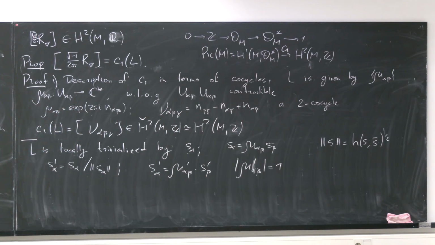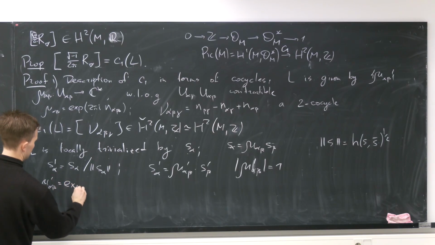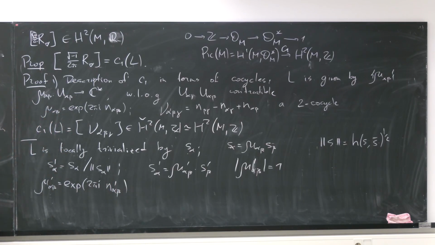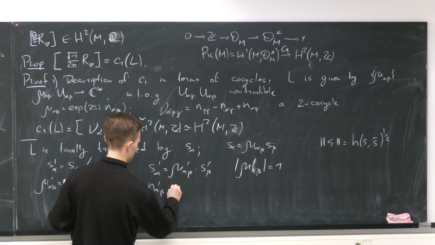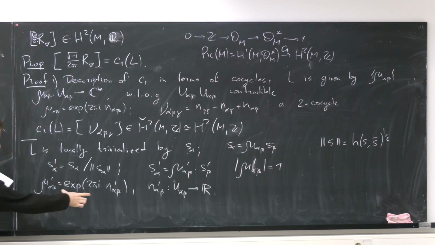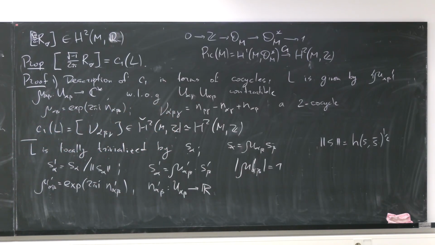So then we again write down some local expression like this. So this is an exponential of 2 pi i times n alpha beta prime for some functions n alpha beta prime that are already real functions. So because this takes values on the unit circle, because of this condition, the n alpha beta are real functions.